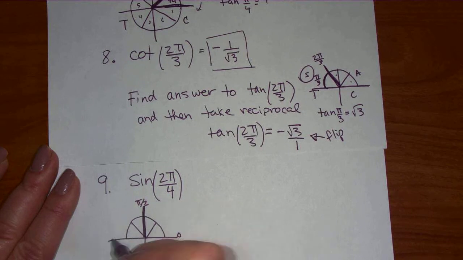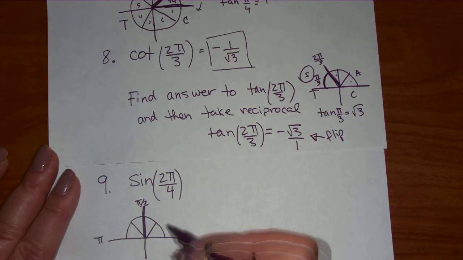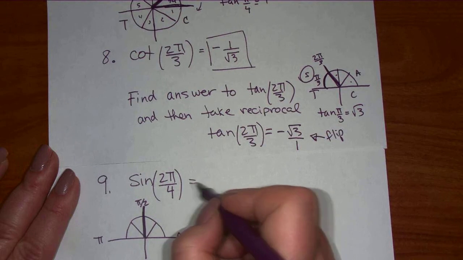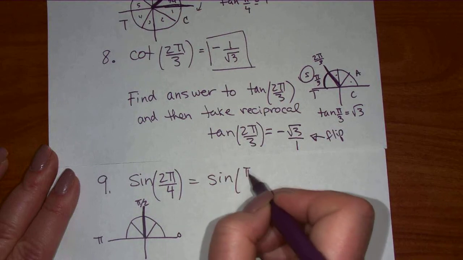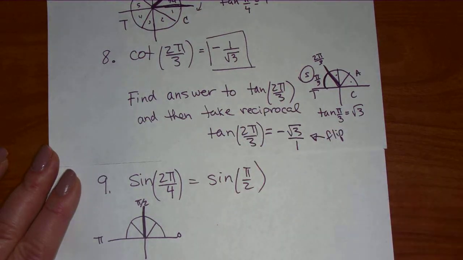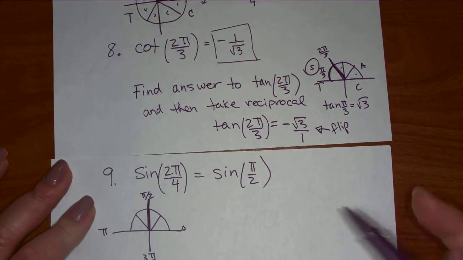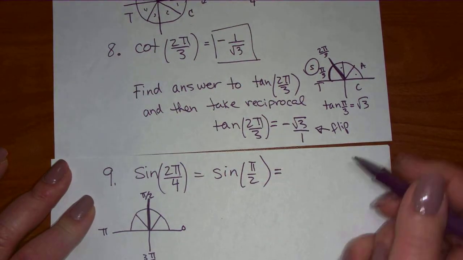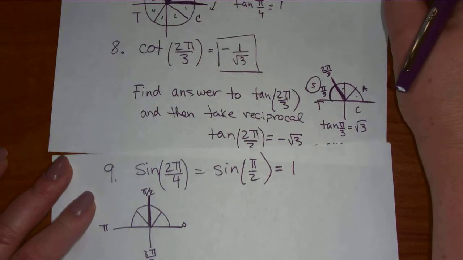So you just look up. This is the same as sine of pi over 2. Whether you noticed it reduced or not, it's still the same thing because we landed on that axis. And what is sine of pi over 2? 1. And that's just looking it up in the table.